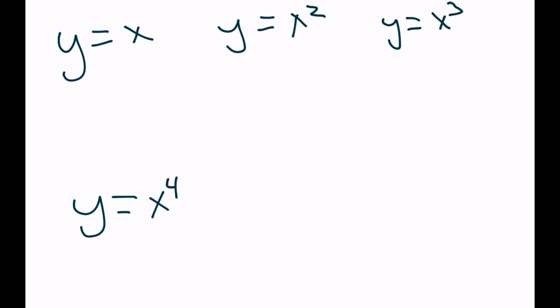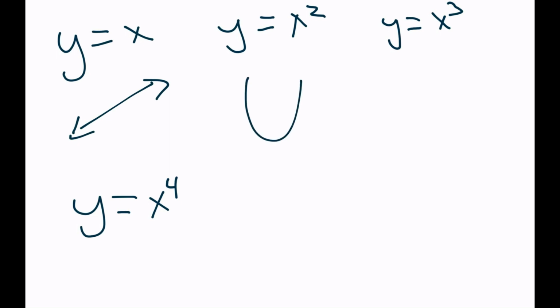So, I have these equations: y equals x, y equals x squared, y equals x cubed, and y equals x to the fourth. Let's take a look at their graphs. So y equals x, that's a standard straight line. And look at the end behavior. You see that this sort of goes down, up. It's sort of like a slope. It goes up. Now y equals x squared, that is a parabola.